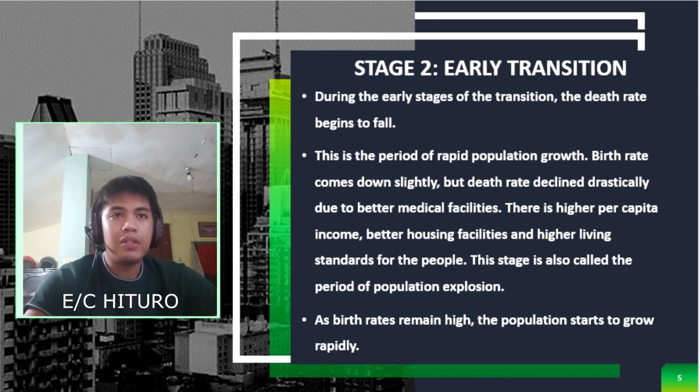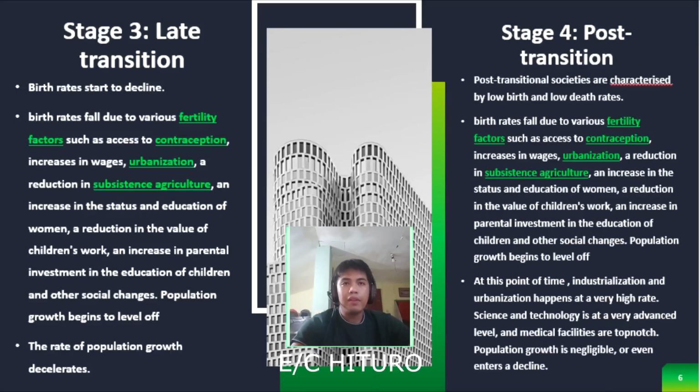The second stage is early transition. During the early stage of transition, the death rate begins to fall. In this period of rapid development, the birth rate comes down slightly but the death rate declines drastically due to better medical facilities. There is a higher per capita income, better housing facilities, and a higher living standard for people. This stage is also called the period of population explosion. As birth rates remain high but the death rate begins to fall, the population starts to grow rapidly.